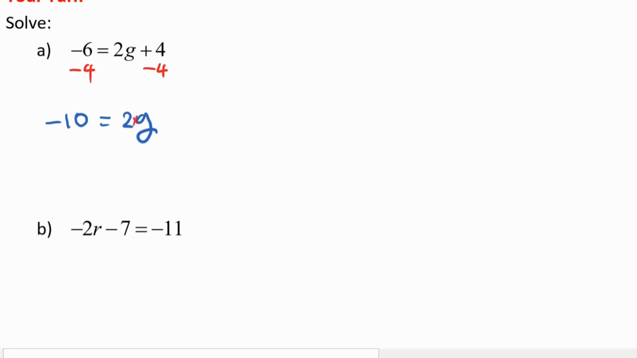Again, multiplication is hiding here. We're going to divide both sides by 2. Then g will be negative 10 divided by 2 will be negative 5. So negative 5 will be the answer.